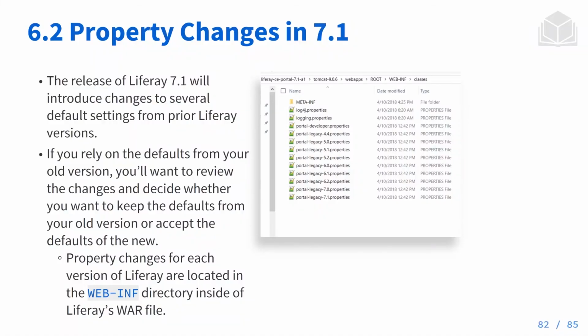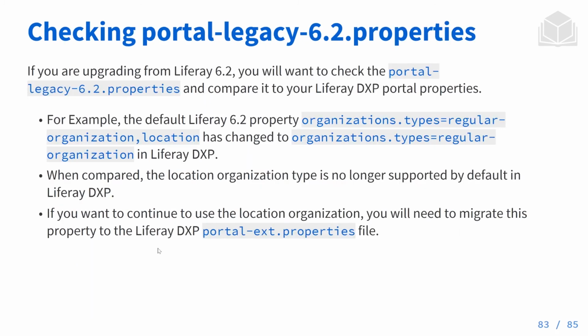So if you do a dive into Tomcat, webapps, ROOT, inside of WEB-INF, followed by the classes folder, you're going to find all of the old properties or the legacy property files so that you can do a little bit of compare and contrast. So here in 6.2, right, you're going to take a look at that properties file and you're going to do a comparison to the DXP.